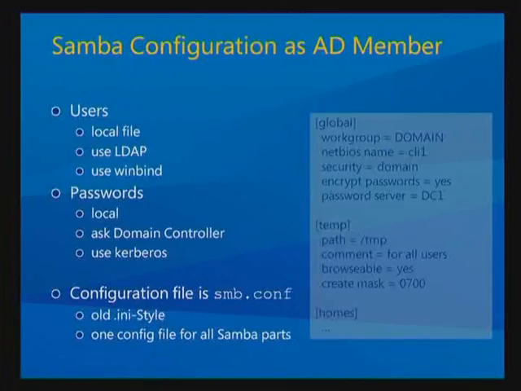All the configuration for this complete suite is in one file, in smb.conf. And it looks like the old INI style. Yes, it has those brackets and sections: global, printers, temp, home for every share. You can make another section, and you get used to it very soon.